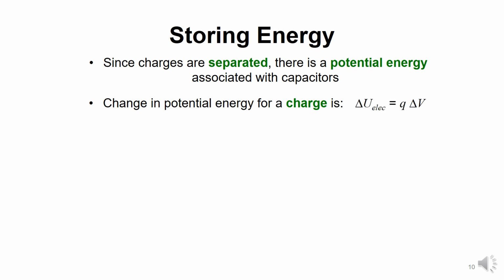It says the change in potential energy, delta U, is equal to Q times delta V. So energy equals charge multiplied by potential. So change in electrical energy equals Q times delta V.